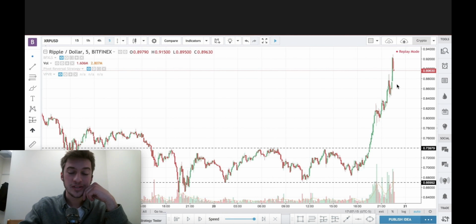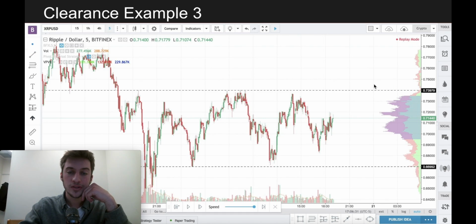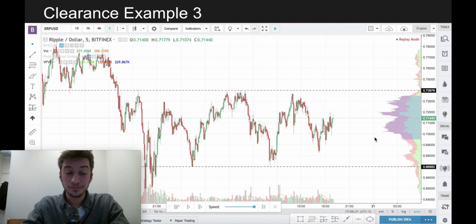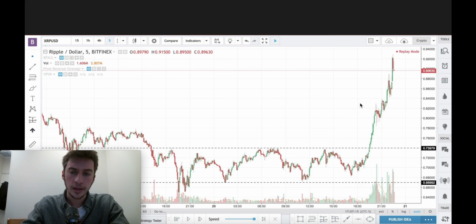Again, just another classic example of a string of LVNs, also known as clearance. Here's what's going on. Back here, we actually do have some consolidation, as you can see, but there really wasn't a lot of volume at that consolidation. Because of that, price was able to just rip right through the consolidation period I'm talking about, and didn't really consolidate or have any short-term retracements at that level because not a lot of volume was transacted. That's why price broke out and went very, very high very quickly on Ripple.